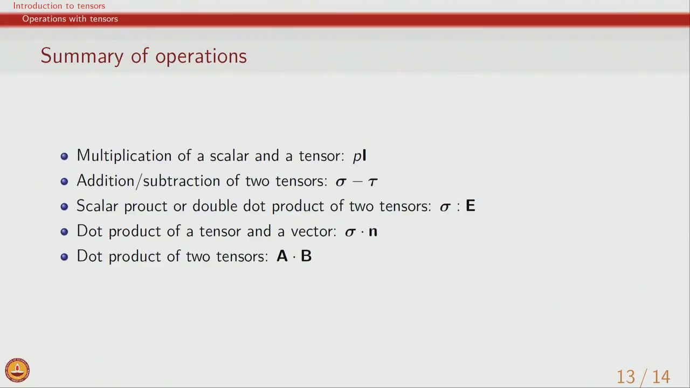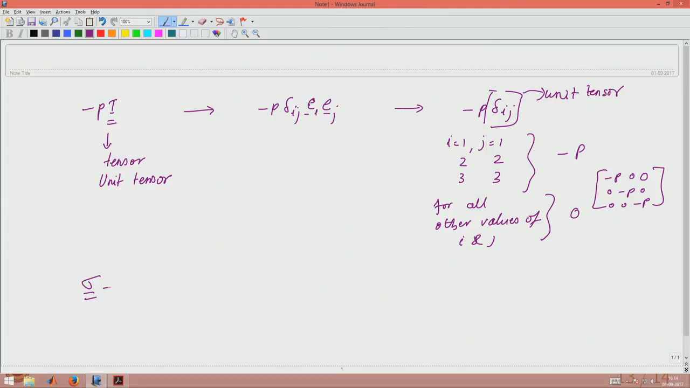Now we will look at the next operation. Addition and subtraction of two tensors can again be expressed. Let us say sigma minus tau, and mind you, if sigma is the total stress and tau is the deviatoric stress, then this difference is nothing but minus p times I. In index notation this can be written as sigma mn minus tau mn, and we keep the same index here because sigma 11 has to be subtracted from tau 11. Therefore, whenever we see a term like this we know this is a tensorial equation with 9 components, and both m and n have to go from 1 to 3.